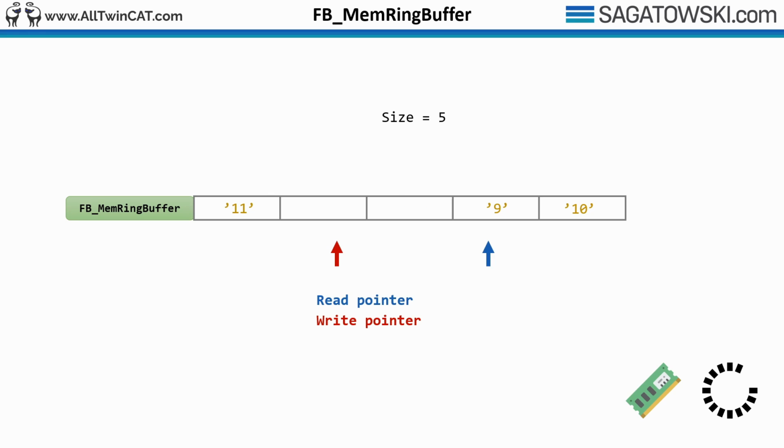Reading one additional value empties the newly read value and moves the read pointer one additional step forward. Writing one value now fills the first empty slot with the value. We will now look at how we can use this function block.